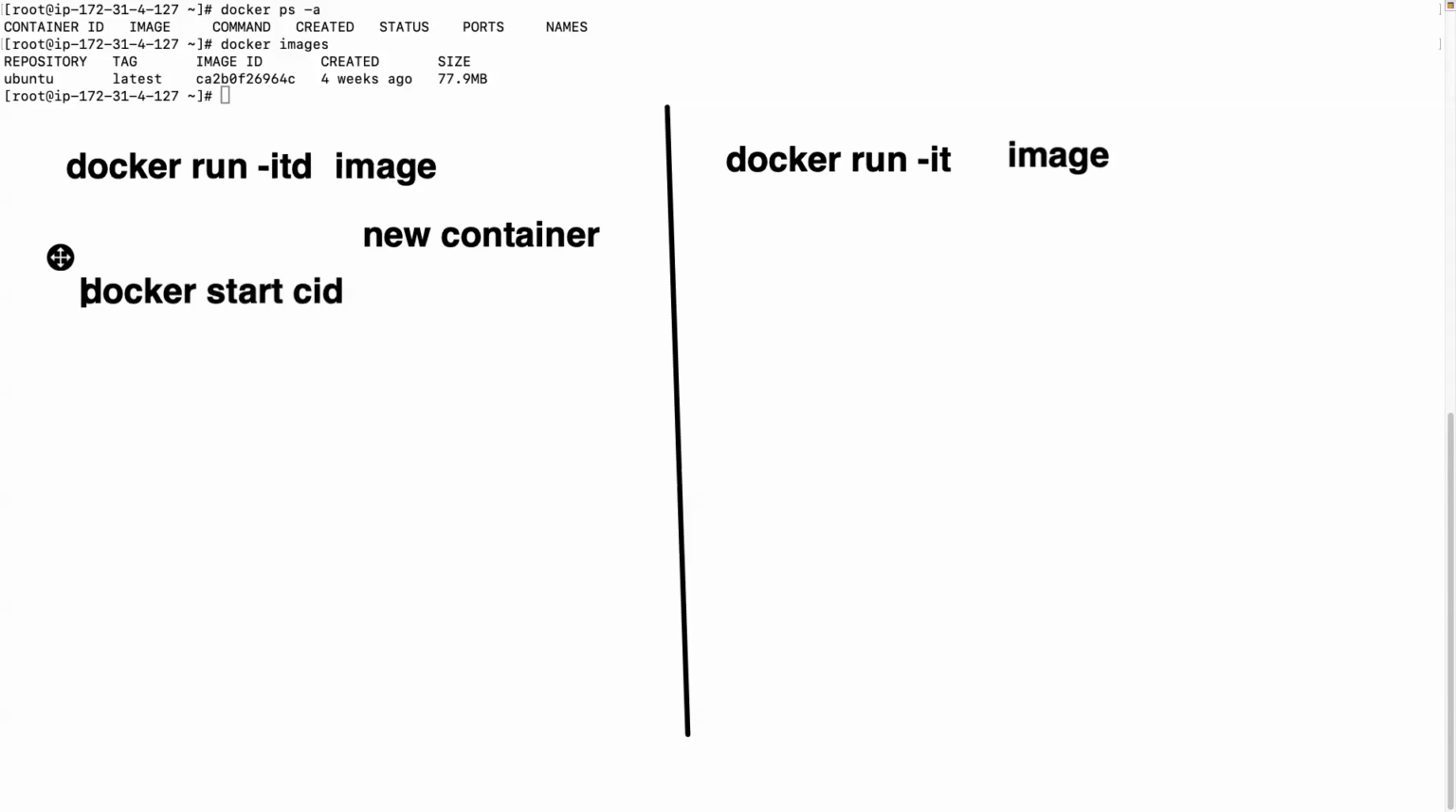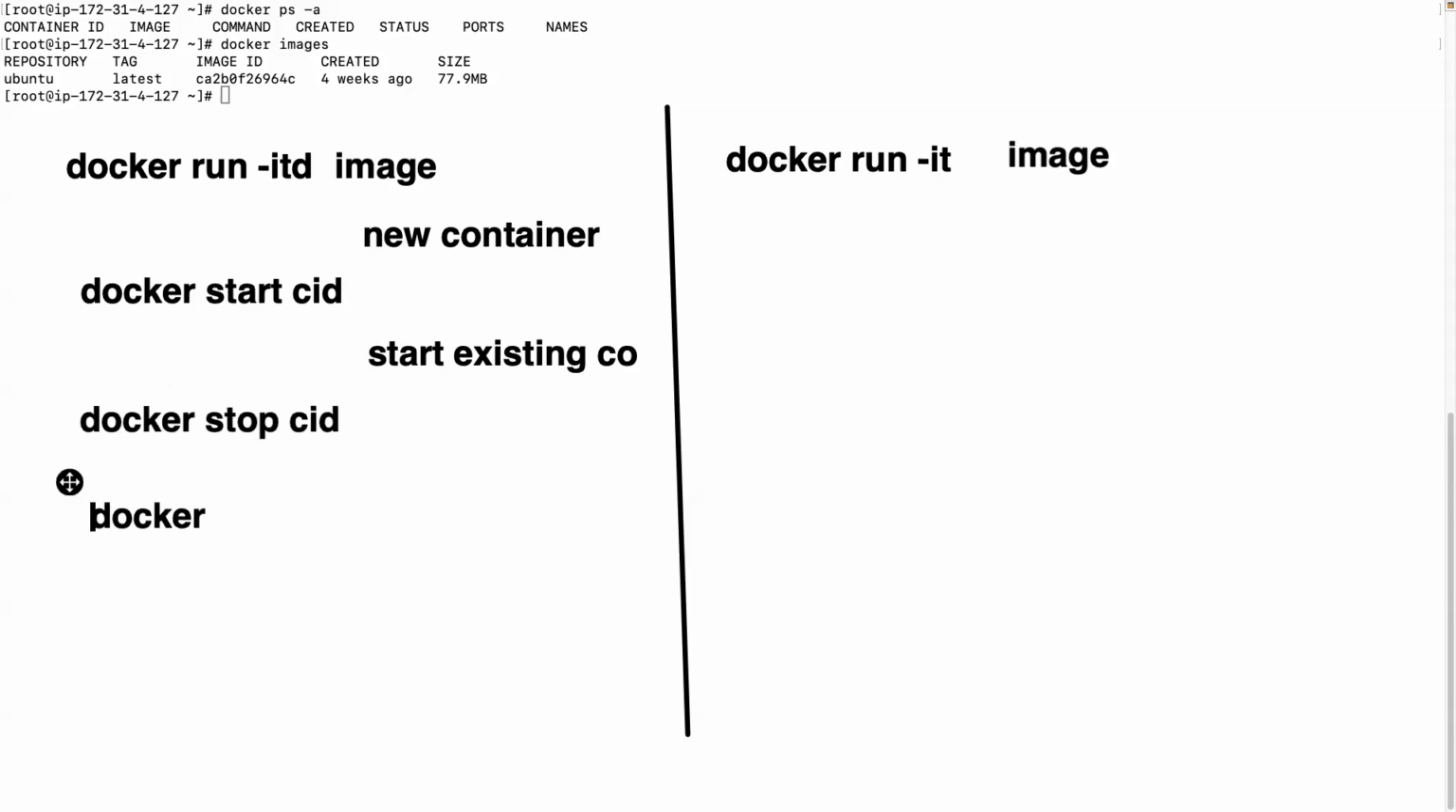Docker start container ID will start an existing container. The container is already there. It will not create a new container. Same is the case with docker stop container ID. Okay. Docker start, docker stop. Then what else do we have? Docker rm container ID. You got the difference between start and run commands, right? Anyone still confused between run and start?